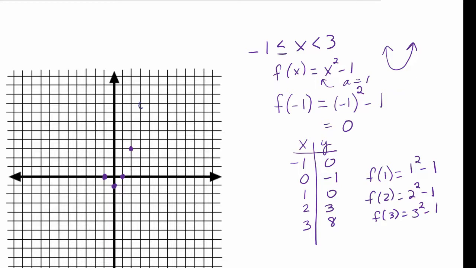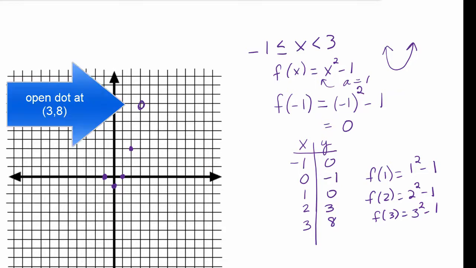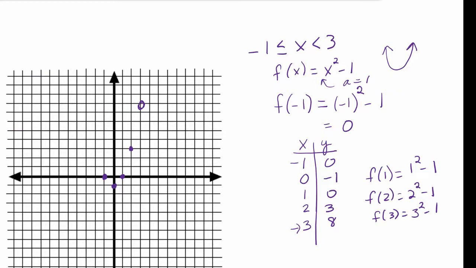But at 3, 8, we have to put an open circle because x is not in the domain, right? There's no equal sign here. So this looks like this. Oop, little piece of the parabola there.